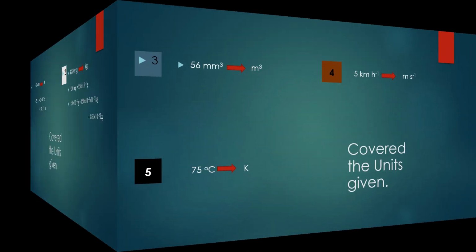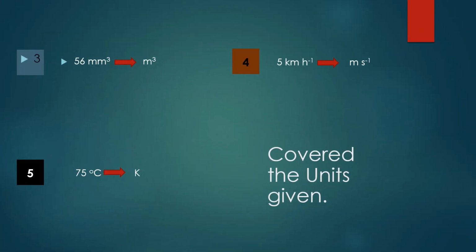We're going to look at question number 3. That is 56 millimeter cube to meter cube. Milli will be minus 3, and then we multiply with the power of 3 to convert to meter. So what we have here is minus 9. So the answer should be, when we move one of the dots here, 5.6 times power of minus 8 meter cube.